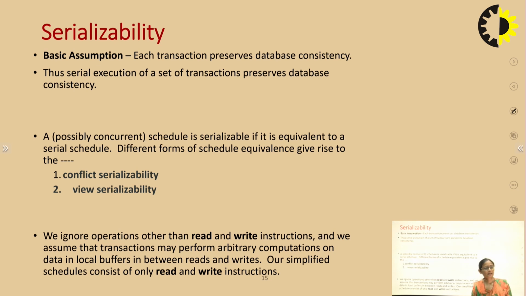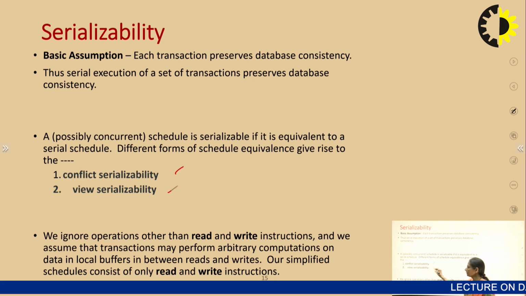What serializability says is that we need to make certain assumptions, that is, each transaction preserves the database consistency. The serial execution of a set of transactions preserves the database consistency. A possible concurrent schedule is serializable if it is equivalent to a serial schedule, and we have different forms of schedule equivalence giving rise to two notions: one is conflict serializability and another is view serializability.